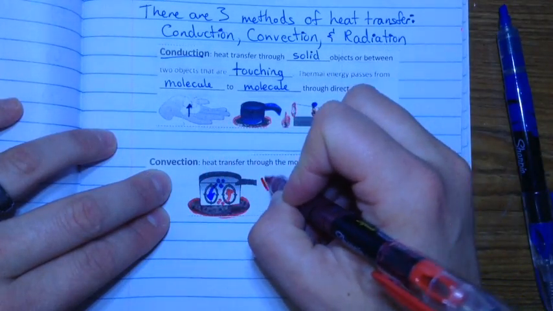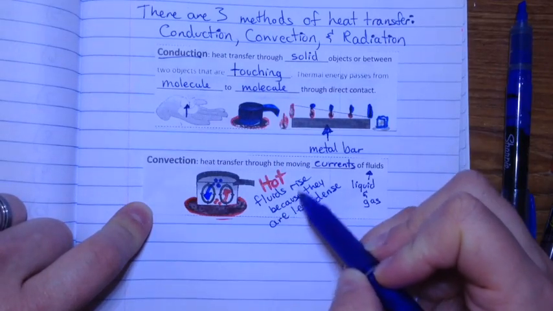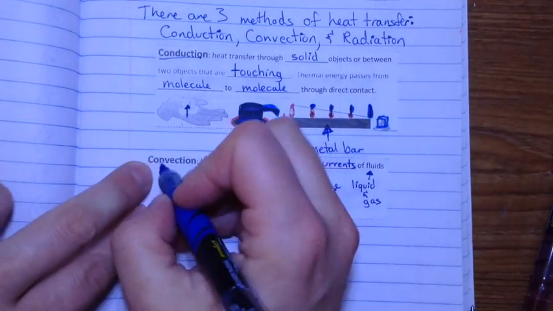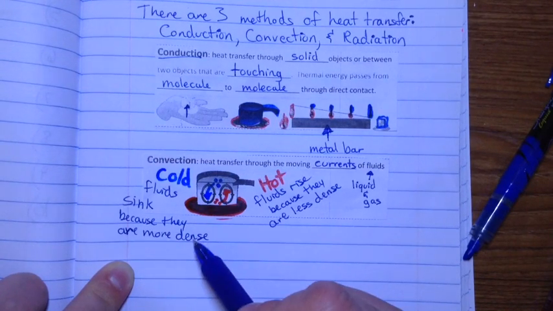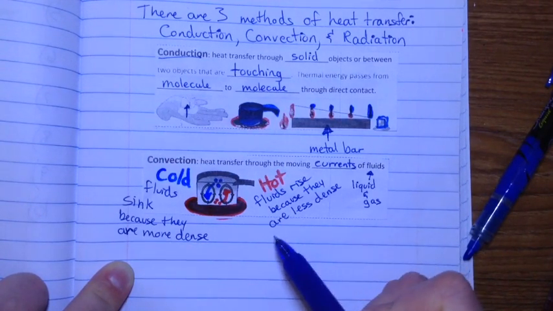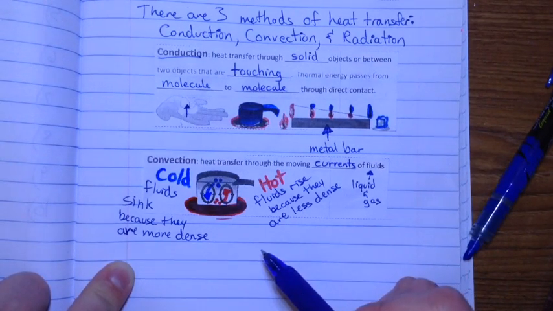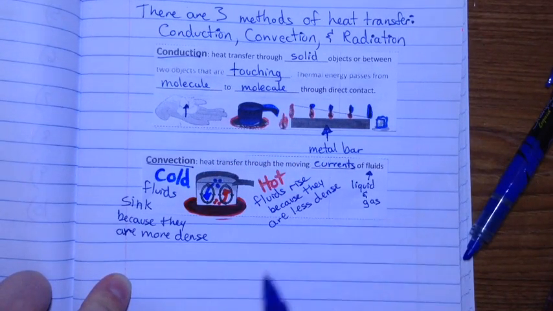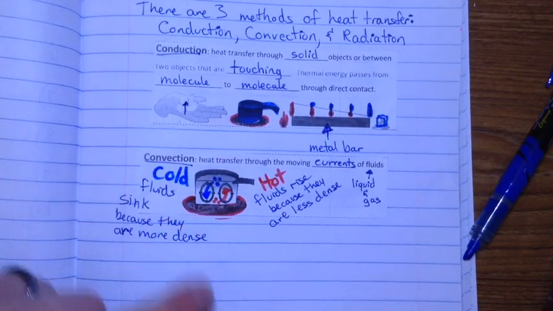So over here, write a little note. If you need to glue that in, because you got it right off the edge, that's fine. Hot fluids rise because they are less dense. So what about cold fluids? Cold fluids sink because they are more dense. Hot fluids rise because they are less dense. And you end up with that circular motion. Okay? Convection is about that transfer of heat through the currents. Now, this is an example of liquid. What about an example of gas?